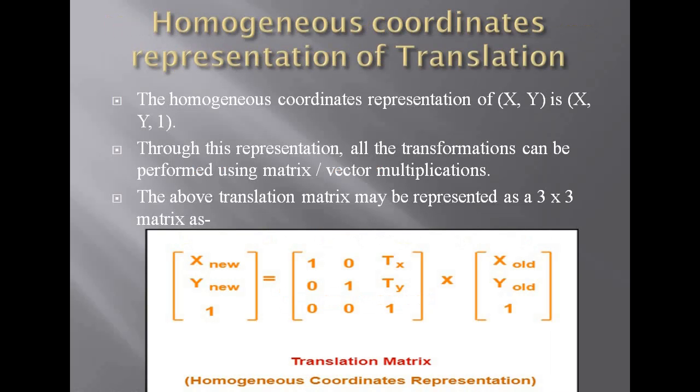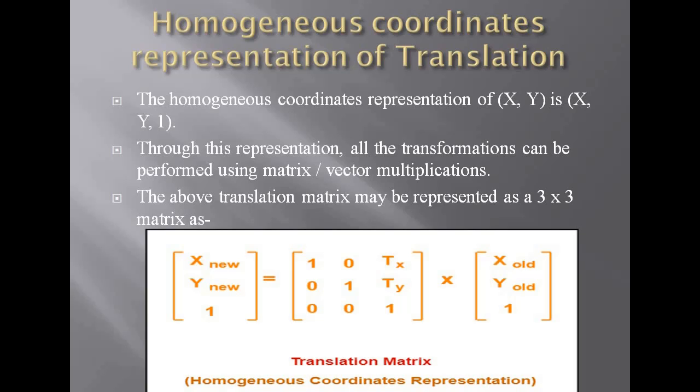Then we will study the concept of homogeneous coordinate representation of translation. I taught this homogeneous coordinate in my previous video. You can watch that video if you want help about the homogeneous coordinate system and the Cartesian coordinate system.